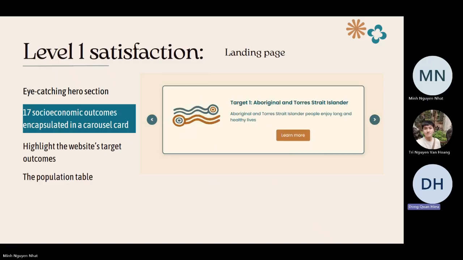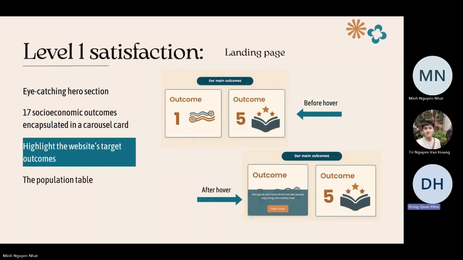Now move on to the next slide. The next slide shows our main outcomes. The website only focused on two outcomes to provide statistical data tables. So we add a small section below the carousel card to specify our main target outcomes, which are outcome 1 and 5. When users hover over the card, the text and button will pop up. And move on to the next slide.